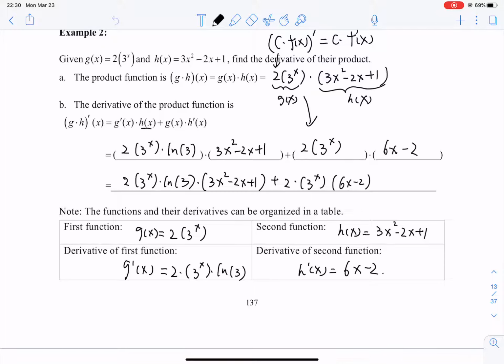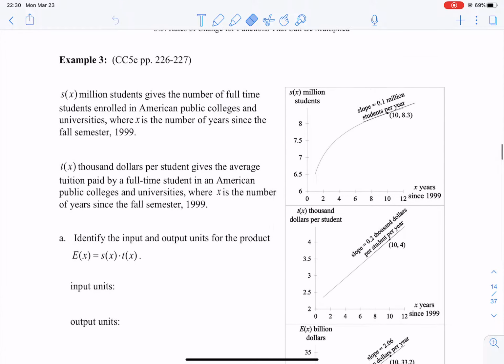Then we just multiply this one together, multiply this one, and then plus the other off diagonal. Then we have the derivative. All right, next, example 3.